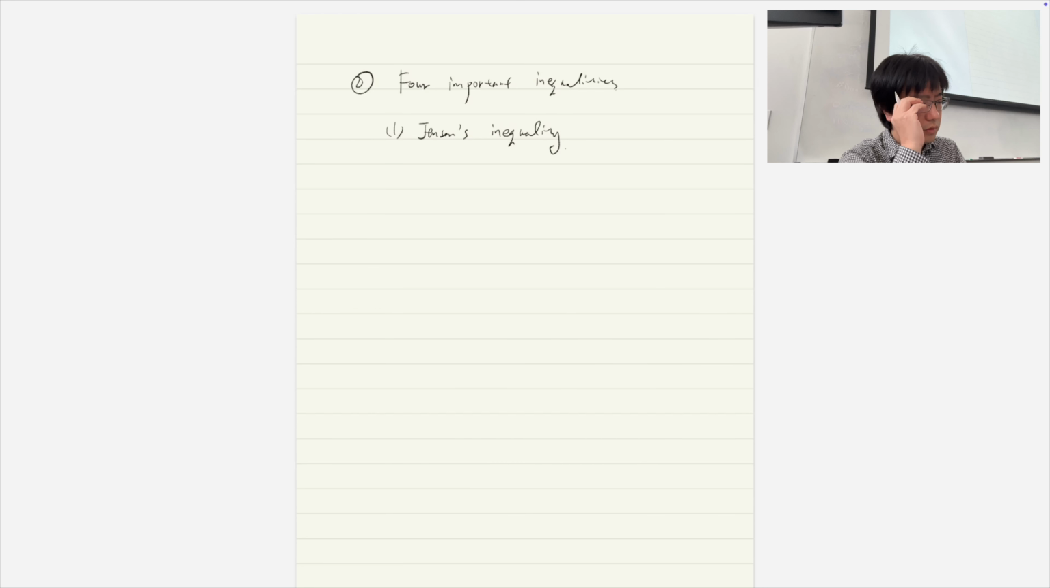Now we start talking about the four important inequalities. The first one is Jensen's inequality. In order to talk about Jensen's inequality, we need to first talk about what a convex function is. Let's introduce what a convex function is.